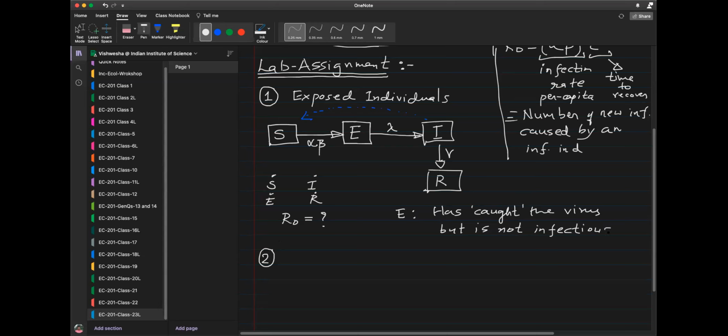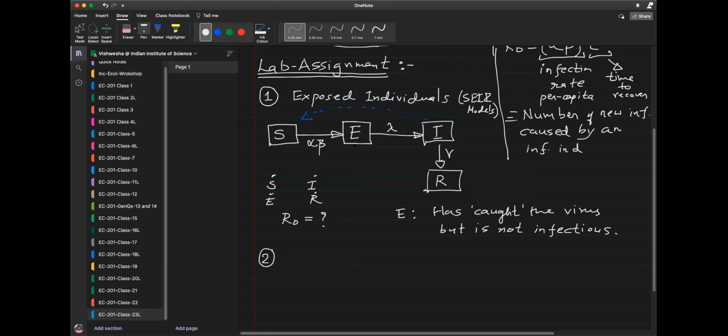With respect to these exposed individuals, they'll get infected over time, right? But they can still spread infection, right? So let's assume they don't spread infection in this case. They spread infection only when they're in the I compartment. So everybody in E will become I. But when they are in E, they don't infect. Is it clear? Yes, sir. Okay, great.